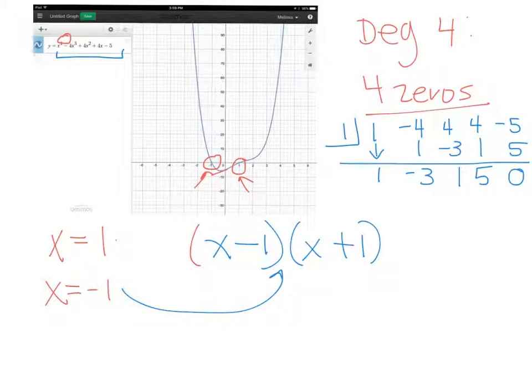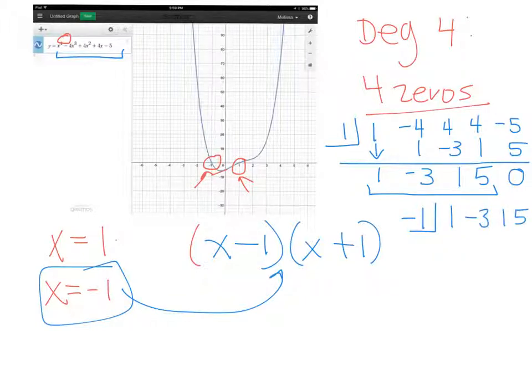Okay, so when I go to check negative 1, or use negative 1 as a divisor to show that negative 1 is a zero of the polynomial, I'm going to use these coefficients. So I'm going to get negative 1, and then my coefficients are 1, negative 3, 1, and 5. Again, those are from our previous synthetic division.